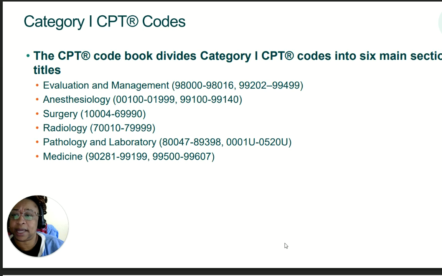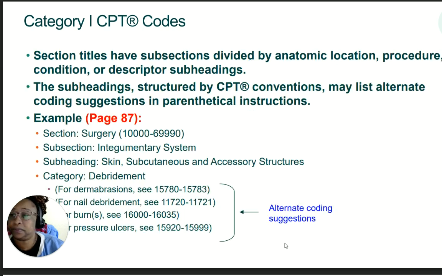The CPT code book is divided in Category 1 into 6 main sections: Evaluation and Management, which you will always see as E and M; anesthesiology, surgery, radiology, pathology and laboratory, and also medicine. Section titles have subsections divided by anatomical location, procedure, condition, and/or descriptor subheadings. The subheadings structured by the CPT conventions may list alternative code suggestions in the instructions.